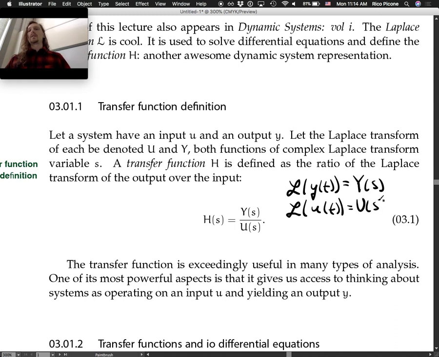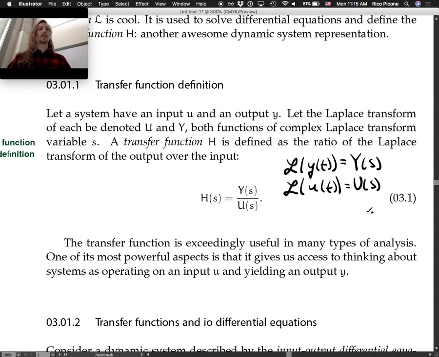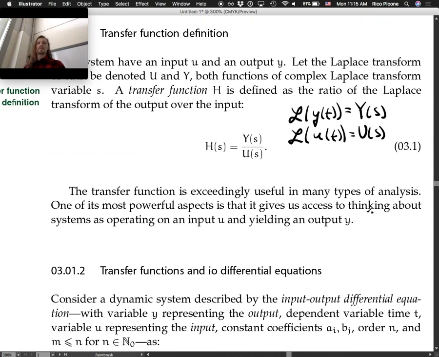We typically will take the time domain function and represent its Laplace transform as the capitalized version of it, this function of s. And often we'll also drop the (s) because it becomes a little bit cumbersome, but context should help you understand what object is being referred to.